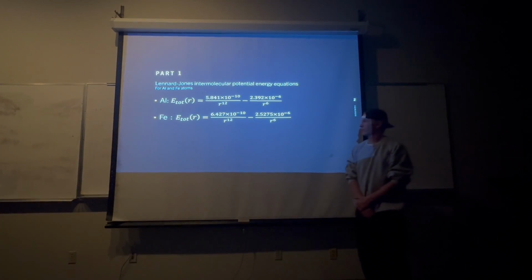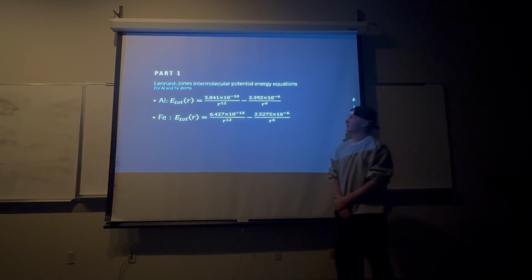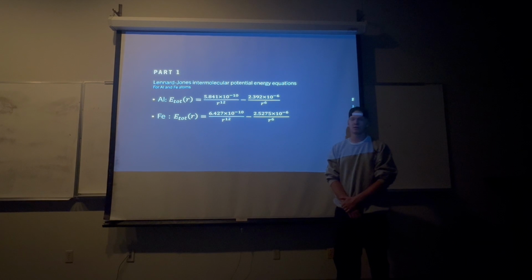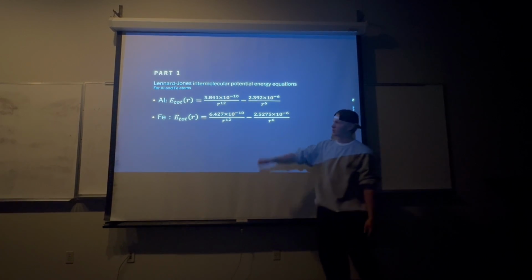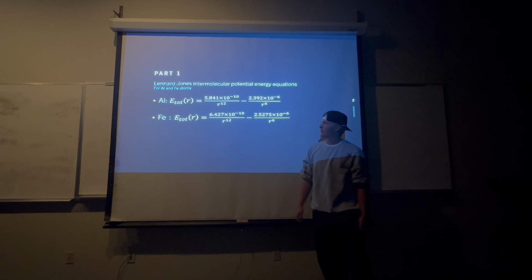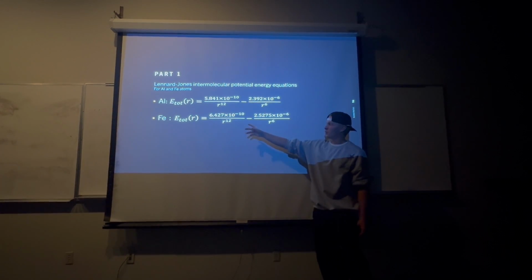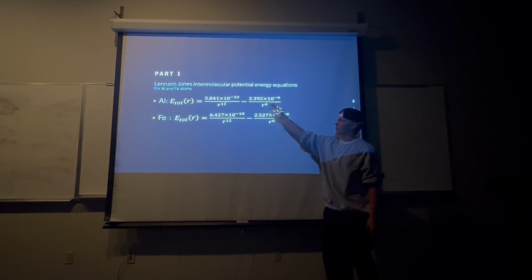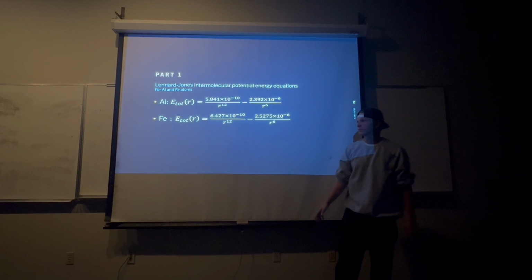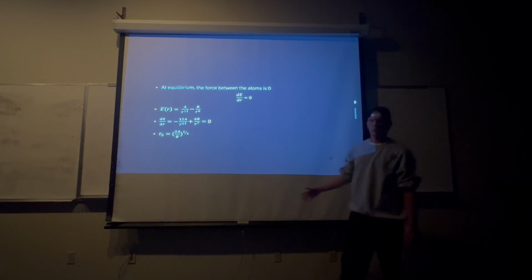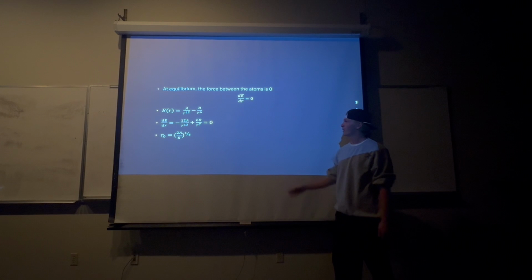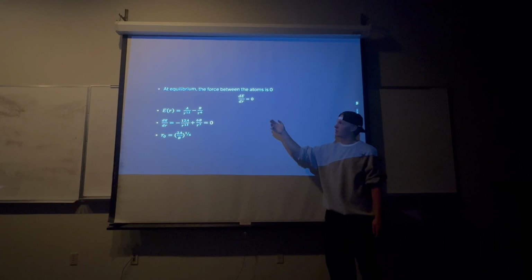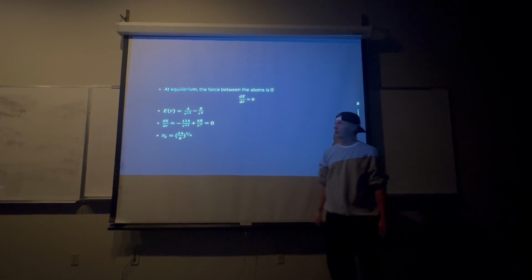So for part 1, we were using the Lennard-Jones intermolecular potential energy equations in order to find the intermolecular distances. E total is going to be the total energy in the atom, and you're finding that with respect to R, which is the intermolecular distance between the atoms. So we have an equation for pure aluminum and then also for pure iron. In order to find R, we know that at equilibrium, the force between the atoms is going to be 0. That means that the derivative of those equations is going to be 0.